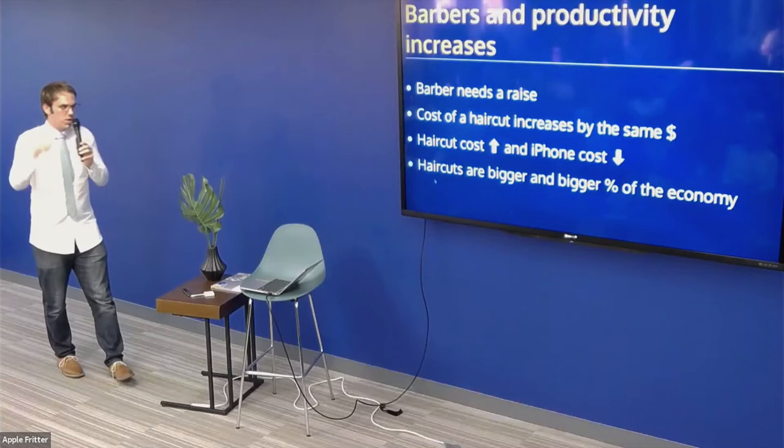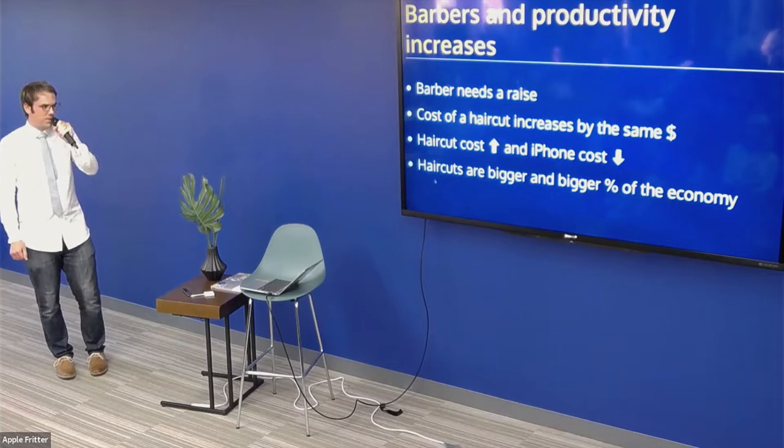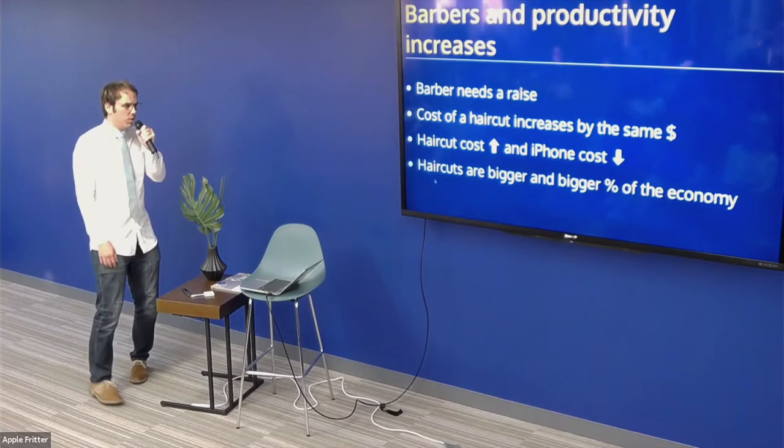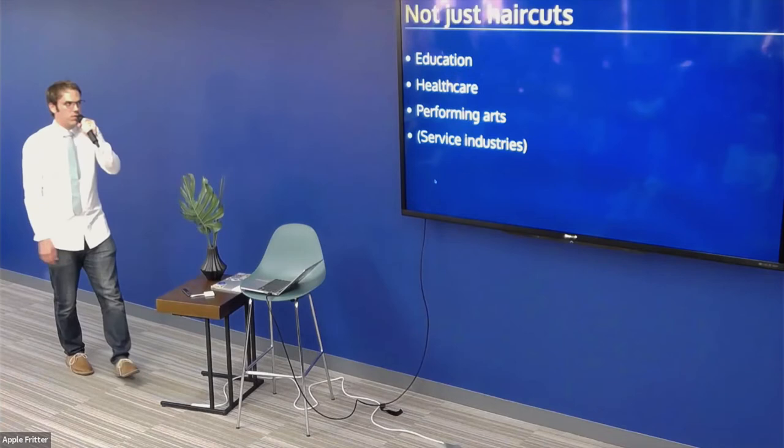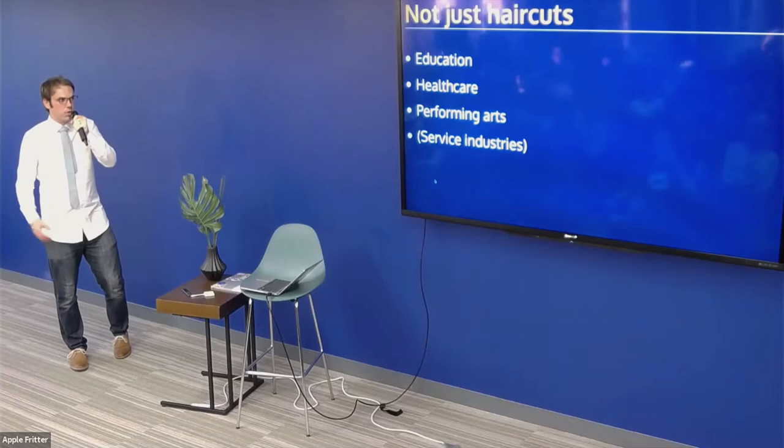And for example, if electronics costs are going down, that means haircuts are going to be a bigger and bigger share of the economy, right? Now haircuts are not that big a share of the economy, right? So this isn't that big of an example, but there are a lot of industries that are like this, right? Like education, healthcare, performing arts, service industries more generally, right? That fit these characteristics where they're dominated by labor costs. The costs are going up as a share of the economy relative to everything else, right?